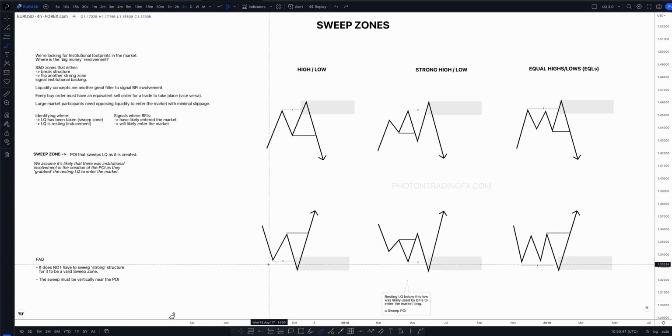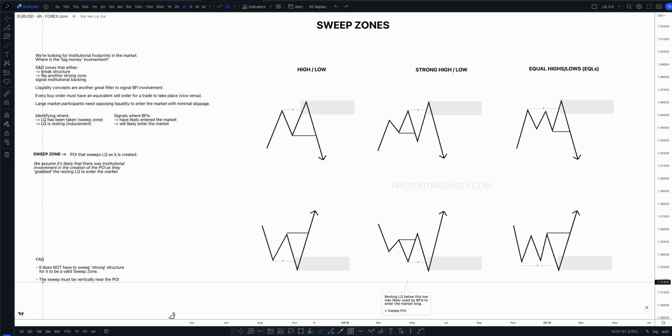For me, for a sweep zone to be valid, it does not have to sweep strong structure, okay? So that's a weak low, right? If you have a trending market, it never broke the high, so that's a weak low. It doesn't have to sweep it, but this is obviously more ideal, because this sweeps strong structure. So I would view this as higher probability than this, but it doesn't have to be. I would still view that as a sweep zone.